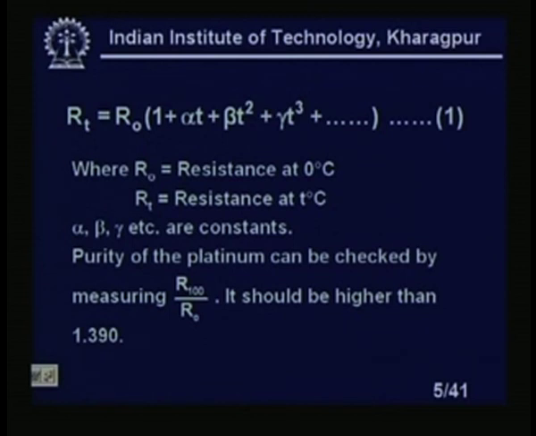Now, the purity of the platinum can be checked by measuring this R100 by R0, because whatever materials you are using for making your resistance thermometry should be pure. Unfortunately, if it is not pure, then you will see that it will deviate from the conventional resistance temperature graph, because alpha, beta, all things will change. So, I need a pure platinum.